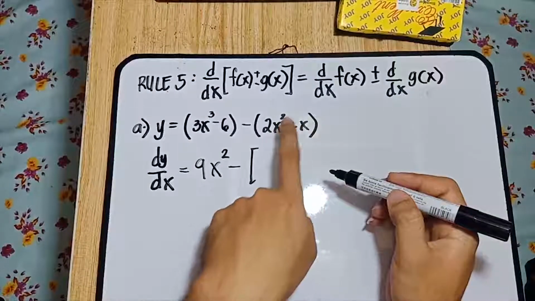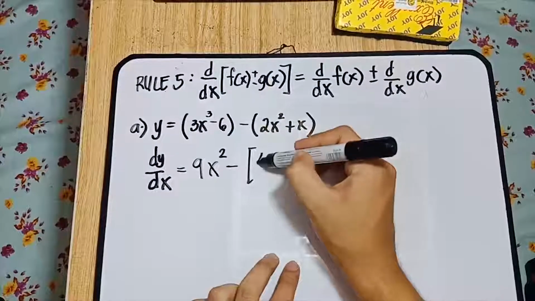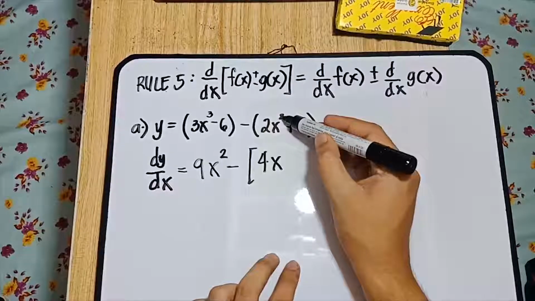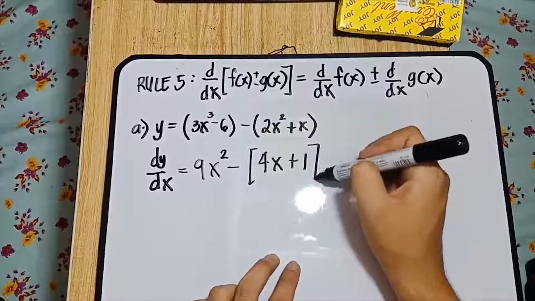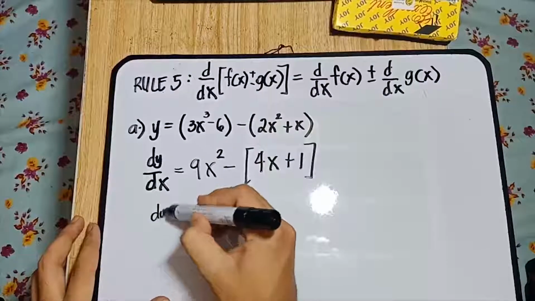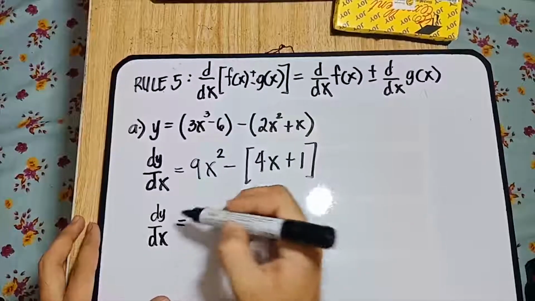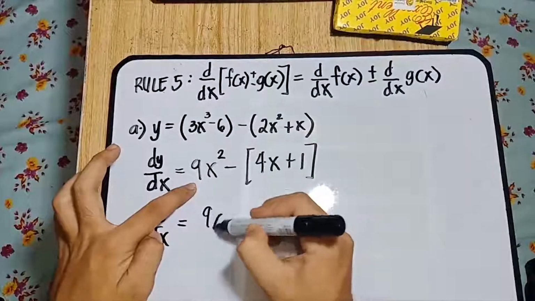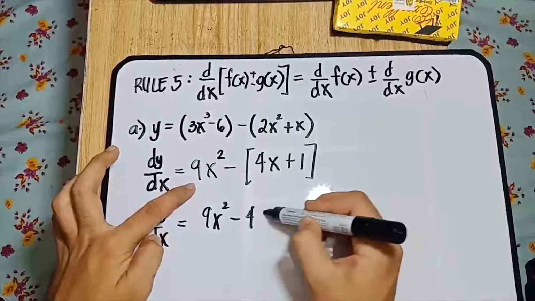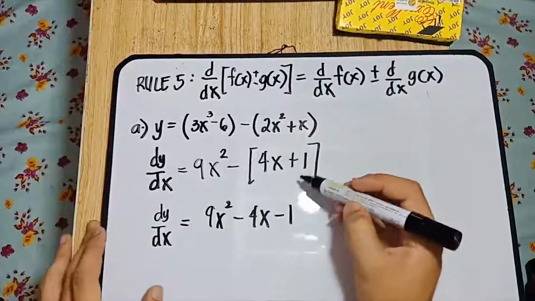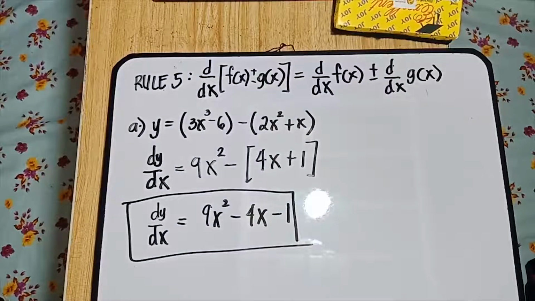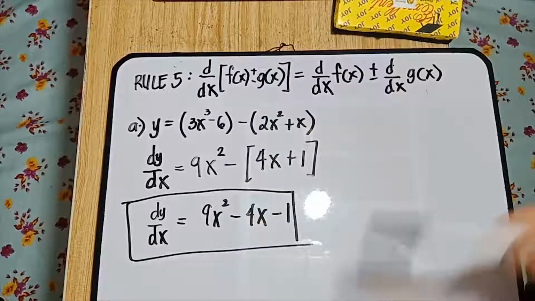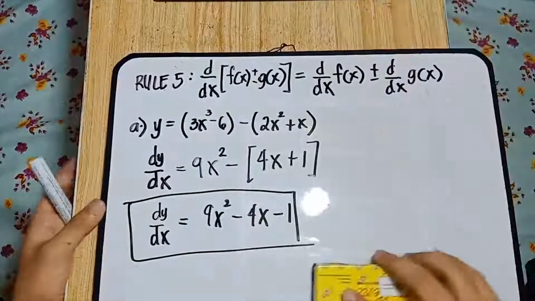Okay? So minus, derivative of 2x squared is 2 multiplied by 2, that is 4. Copy mo yung x, then mabawasan ng isa yung exponent niya. Plus 1. Then simplify. So dy over dx now is equal to 9x squared minus 4x minus 1. And that is our answer. Ganun lang yung rule number 5 natin. So kung yan man ay addition o subtraction, basta i-distribute mo lang yung derivative notation.